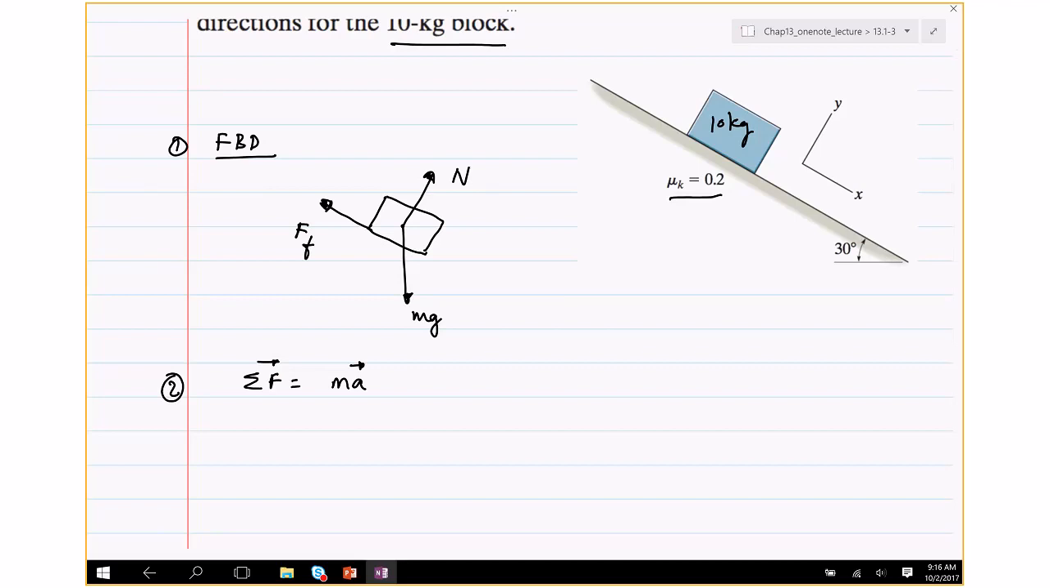So I do this step for the horizontal direction and the vertical direction. You could also write F as a vector. I just prefer to write it in the x and y direction. So let's write this as Fx equals mass times acceleration in the x direction.